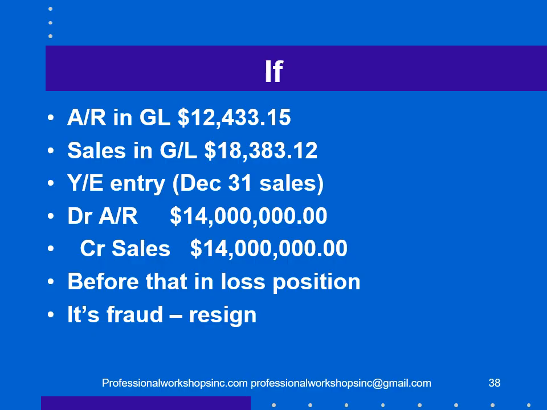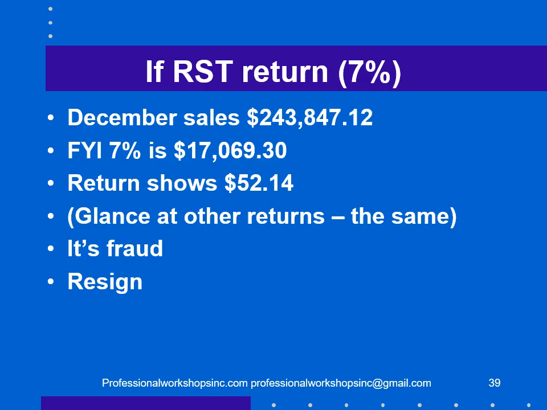Another real case. Receivables are 12,000. Sales are 18,000. Again, receivables seem to be a bit high. On December 31st, we make a journal entry, debit accounts receivable 14 million, credit sales 14 million. Before that, we were in a loss position. It's fraud. Resign.